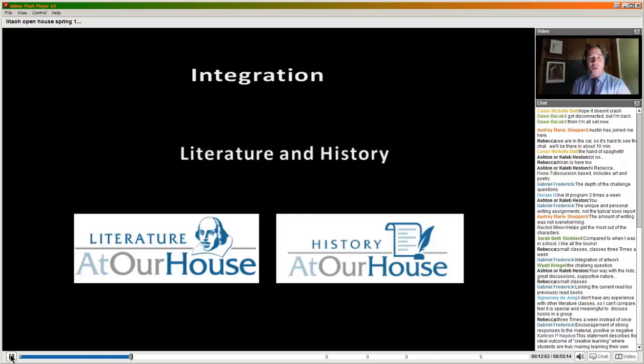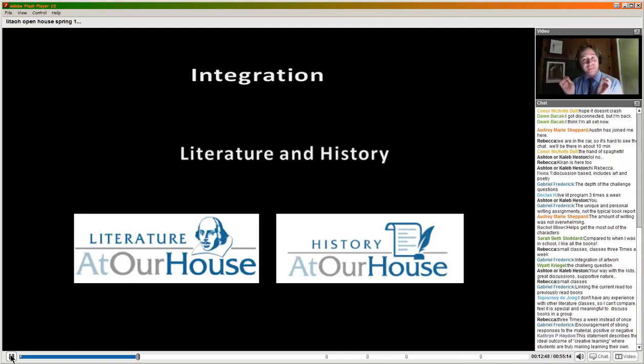Now, many of you already know that literature at our house dovetails with history at our house. And Madeleine, you'll remember Mr. Powell. So Mr. Powell, Scott Powell, does history at our house. And the way that literature dovetails with history is that the history curriculum for Mr. Powell is divided up into 3 different years. An American history year, a European history year, and an ancient history year. And the literature theme corresponds with the history topic of that year.